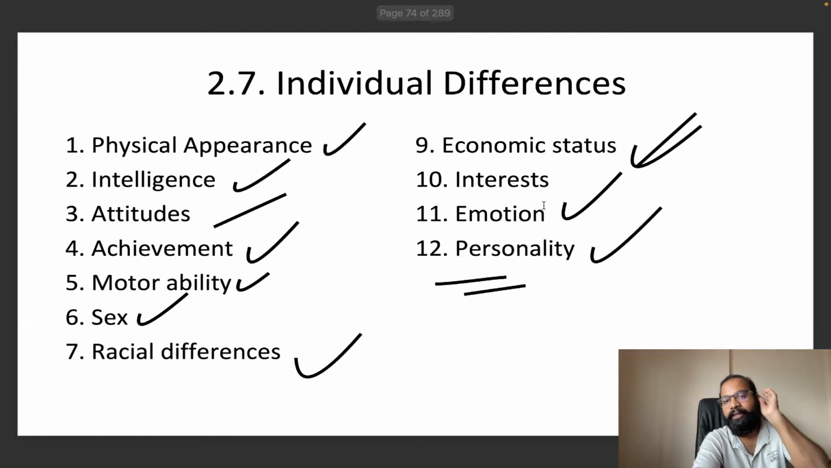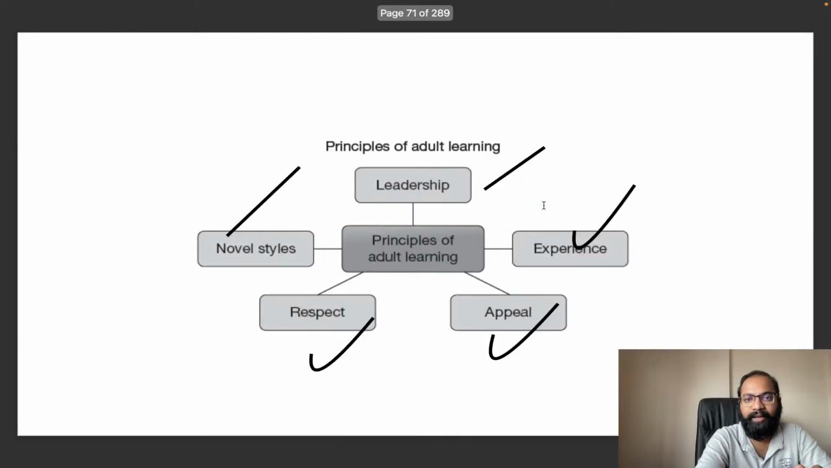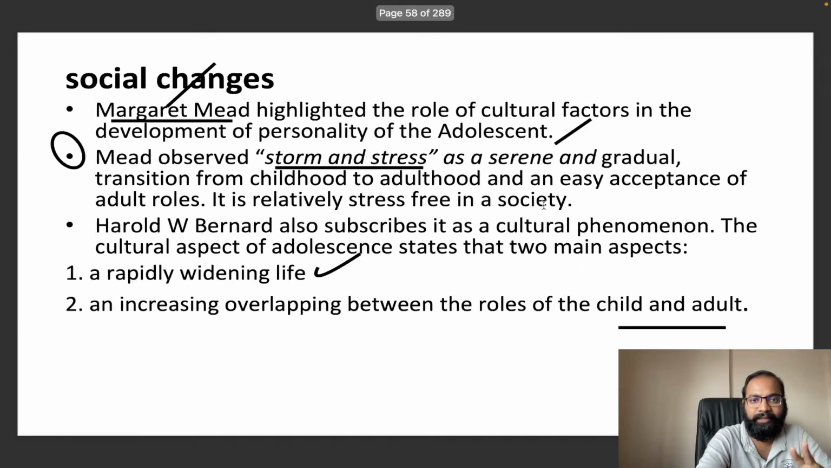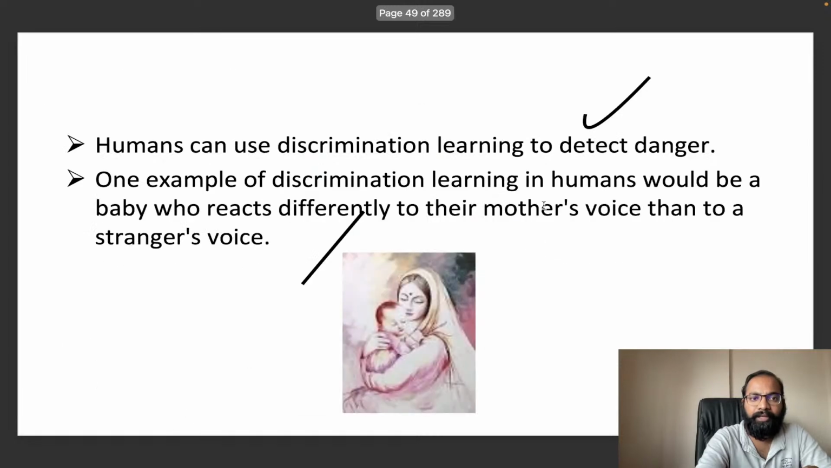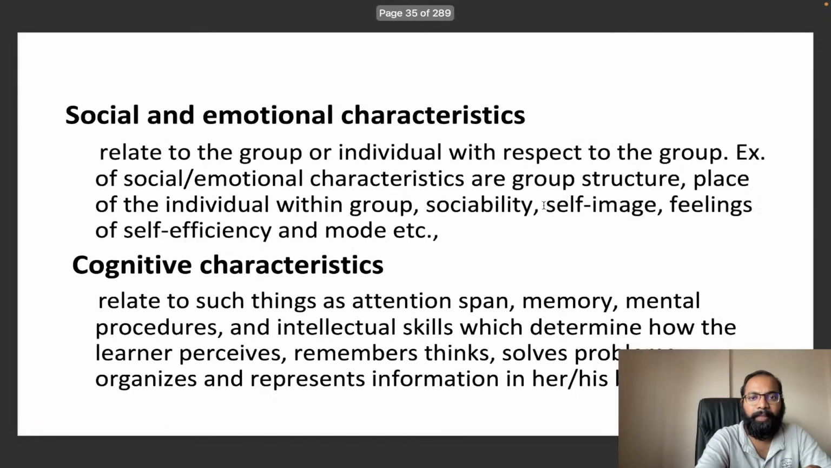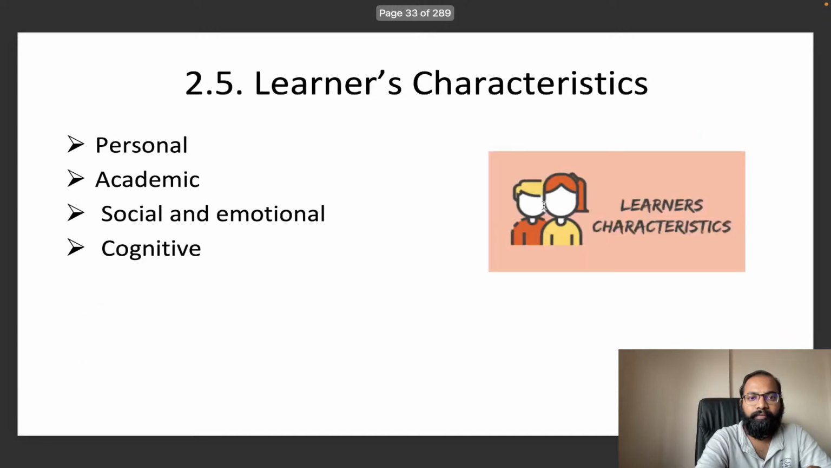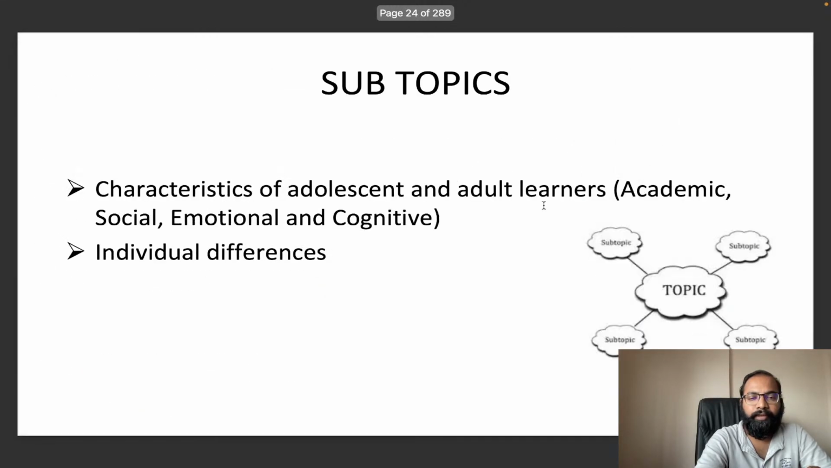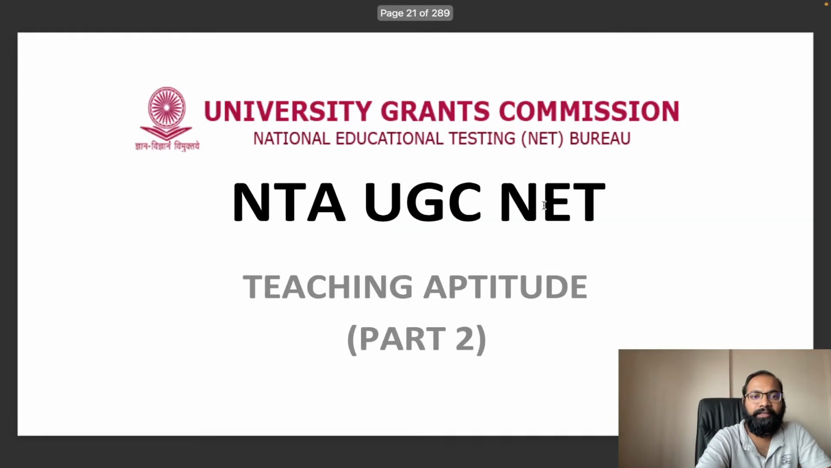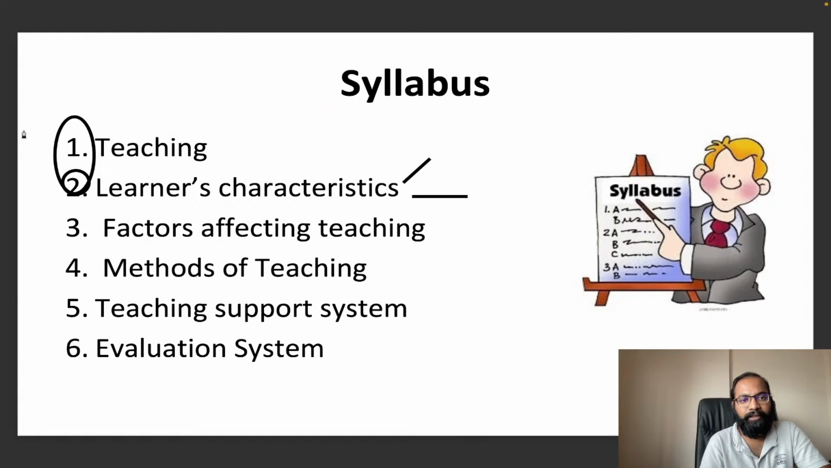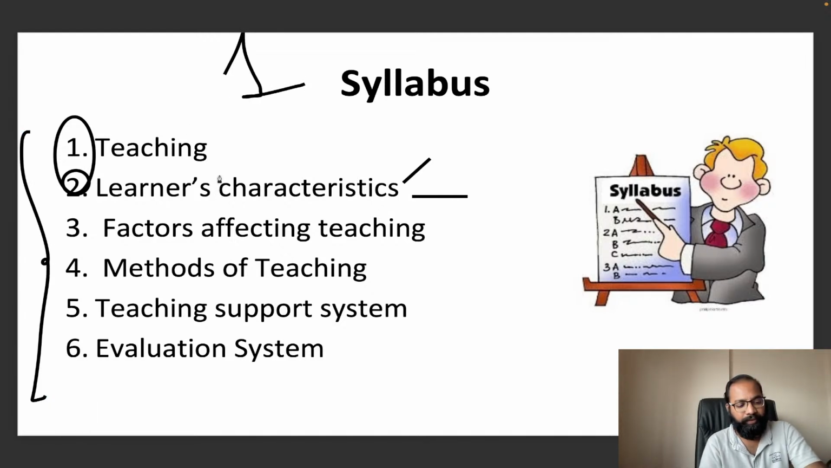Next, fine. It is the last topic of learner characteristics, which is the second topic of the first unit, that is teaching aptitude, right? Coming to teaching aptitude, the first unit, there are different subtopics in it. Out of the 6 subtopics, we have gone through teaching as well as learner characteristics right now. Tomorrow we are going to see the third topic, that is factors affecting teaching.